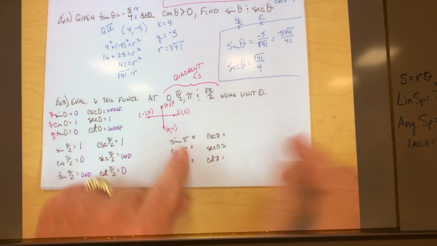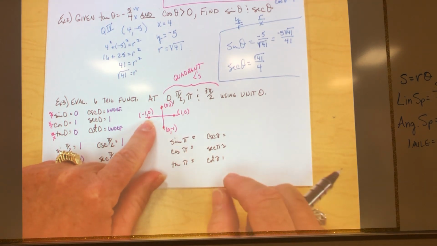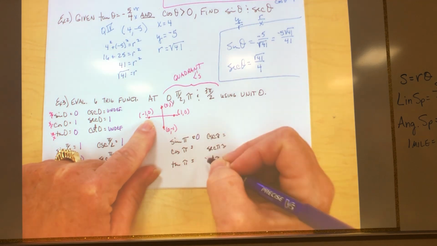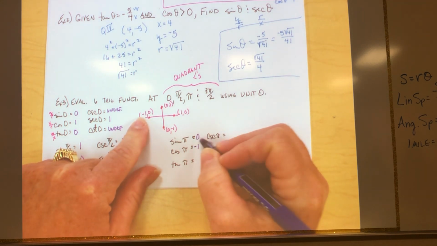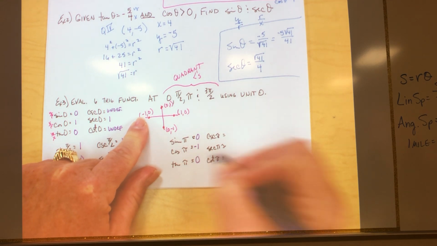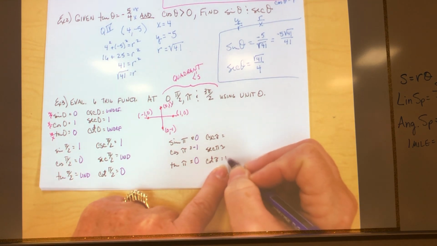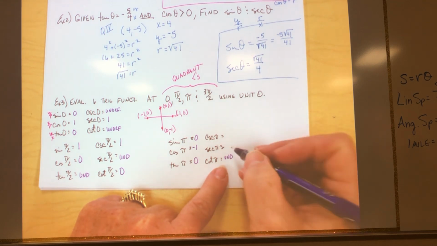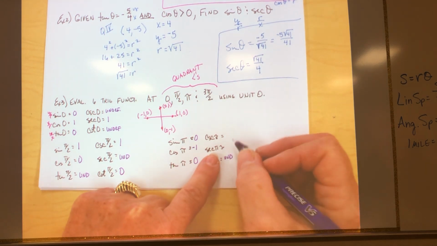All right, so I'm over here, okay? Sine is y. What is it? 0. Cosine is x. -1. What's y over x? 0 over -1. 0. What's the reciprocal of 0? Undefined. If I have 1 undefined, you're going to have another one, people. What's the reciprocal of -1? -1.